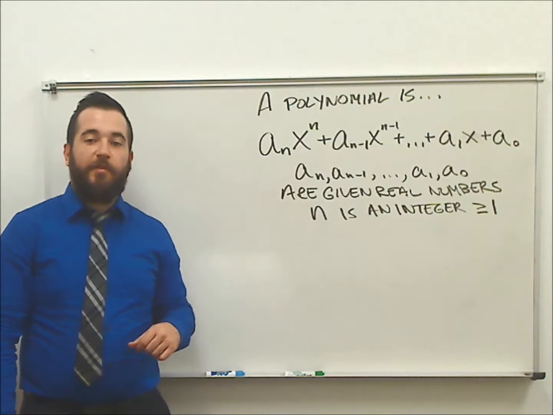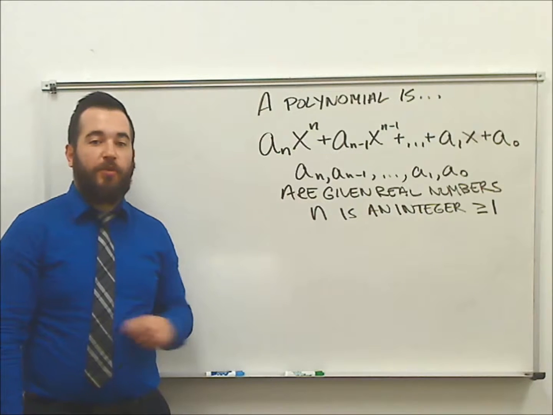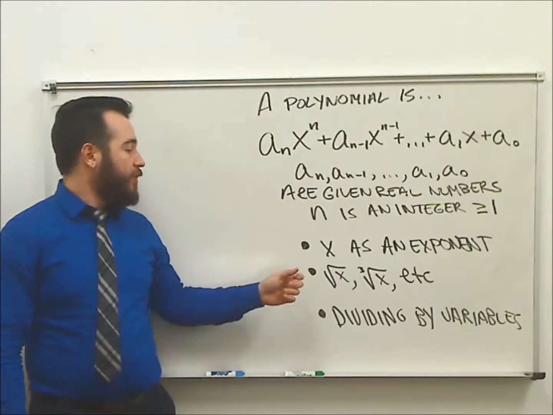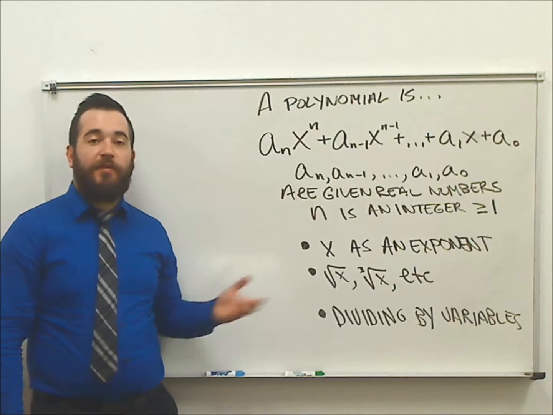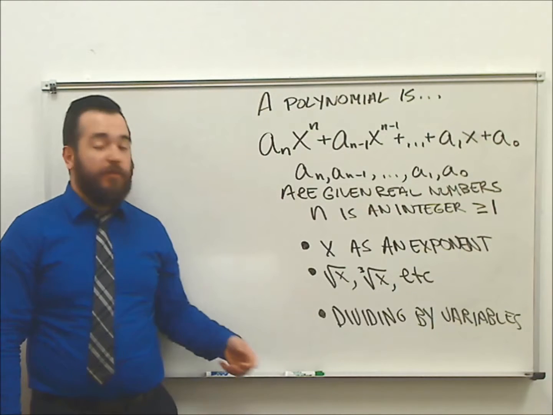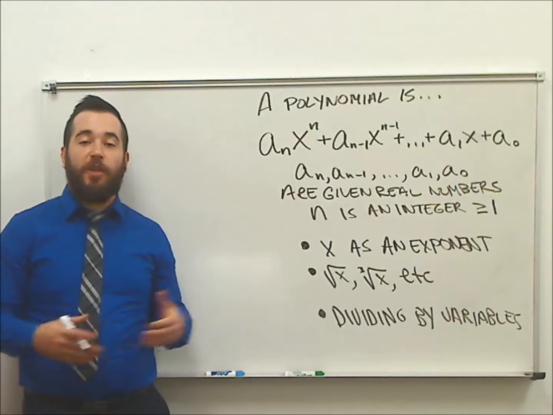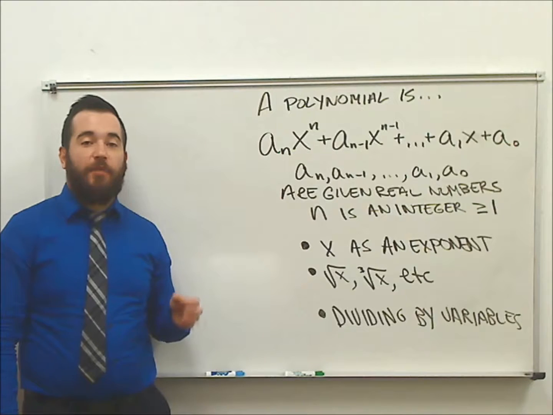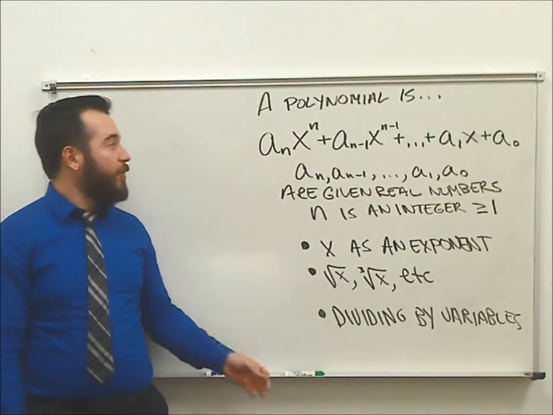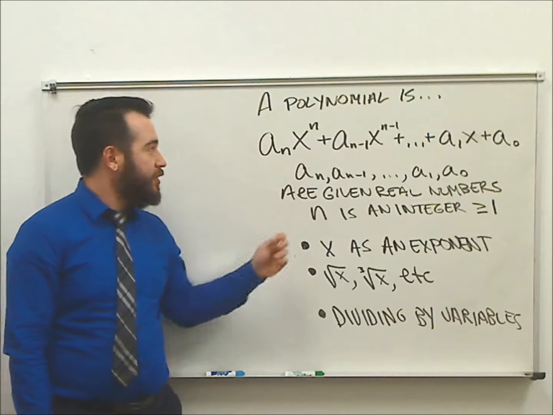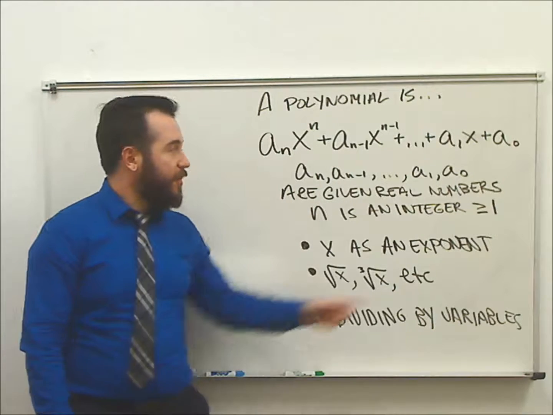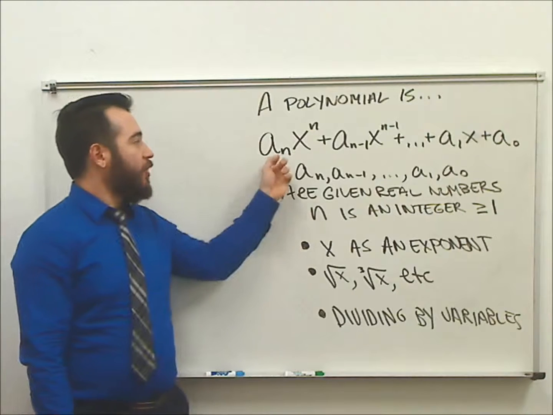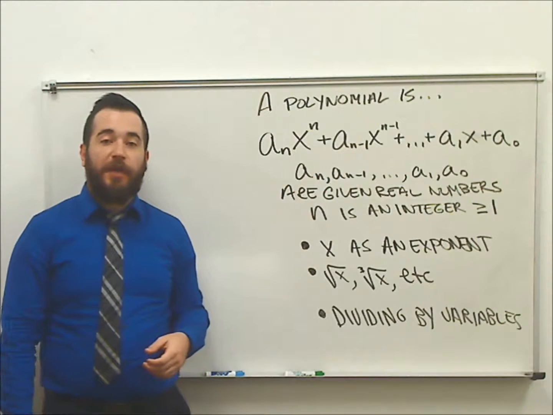So remember, these are some things that break something being a polynomial. These are just a few of them. If you have x as an exponent, or if you have a square root of x, cube root of x, 4th root of x, and also if you're dividing by any variables or any expression of variables, that's going to disqualify whatever you have from being a polynomial. A polynomial, remember, is just a sum or difference of powers of x and possibly a constant term that have coefficients in front of each power of x.